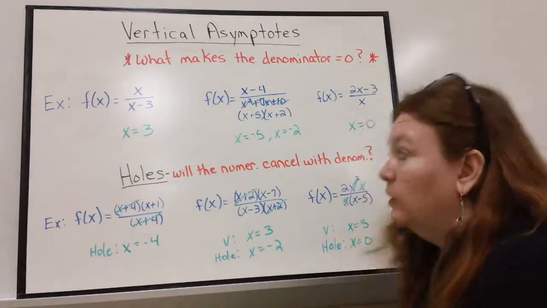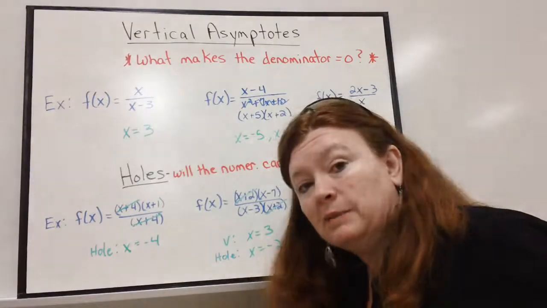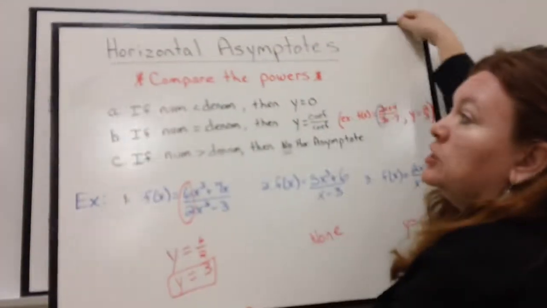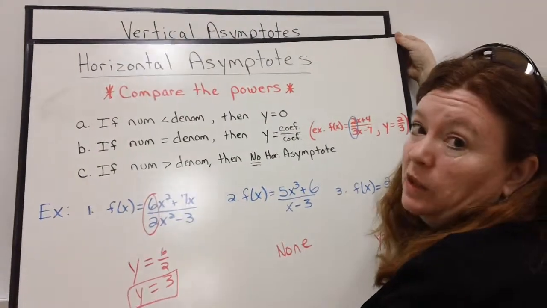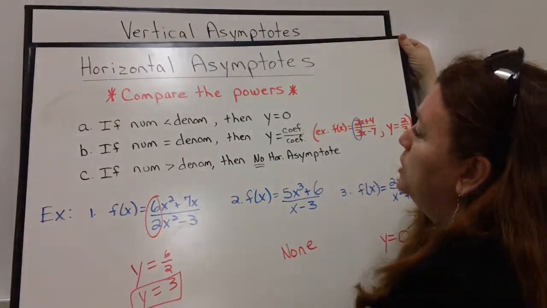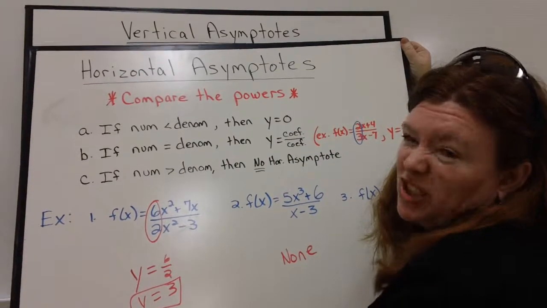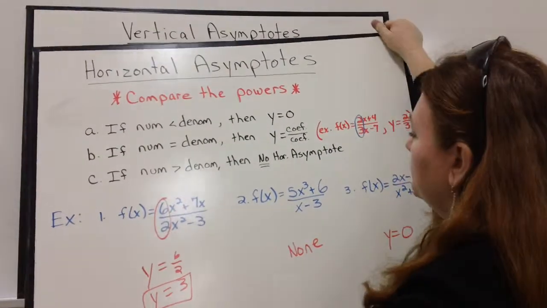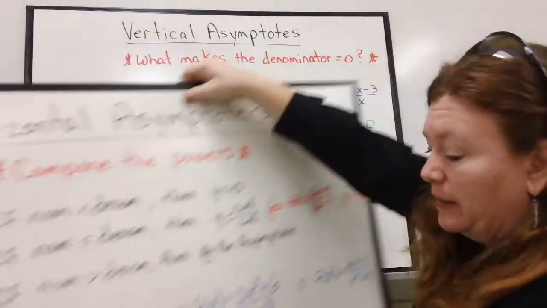So just be careful. When you're doing horizontal asymptotes, you have to look at the rules. We're looking at the degrees, or the powers, which is also the degree of the polynomial. So you're looking at the highest powers and comparing them.